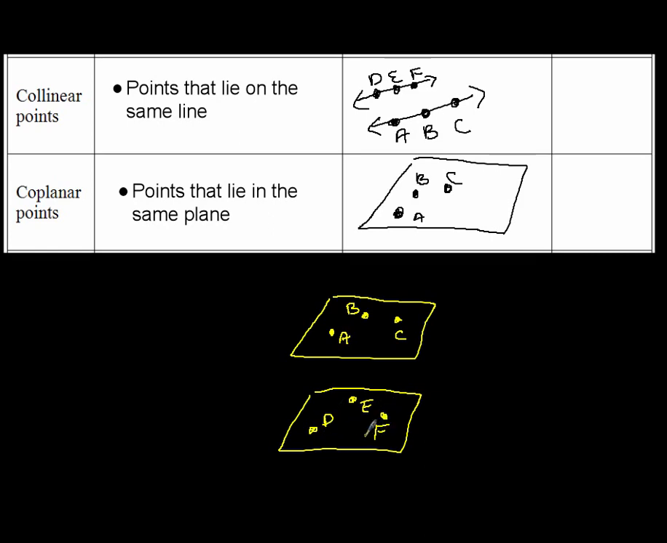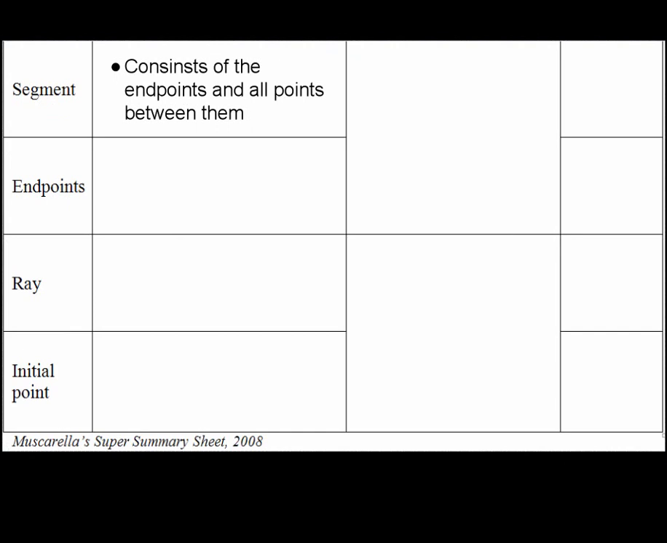So points D, E, and F are not coplanar with points A, B, and C because they're located on different planes. So that's one of the things, two terms that we'll need to be familiar with: collinear points and coplanar points. Now our last four terms on our super summary sheet are going to be segment, endpoints, ray, and initial point. Now we're going to start right off with the segment and endpoints.